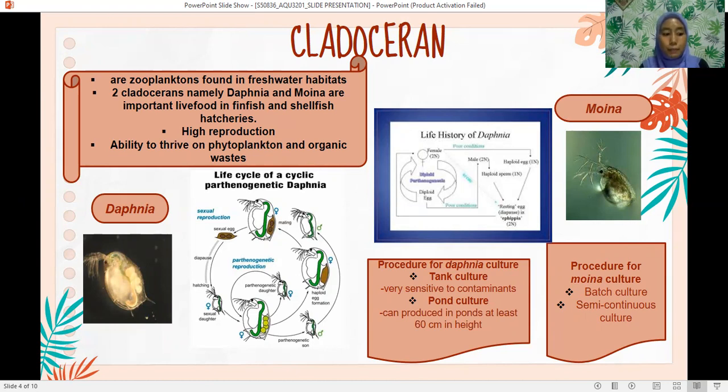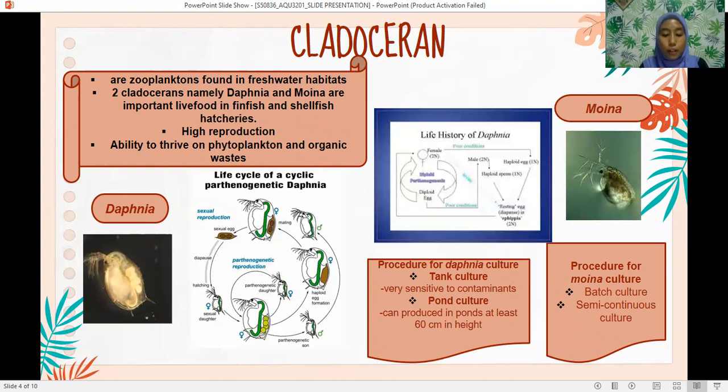For the life cycle, Daphnia reproduce either by cyclical or obligate parthenogenesis. There are 4 to 6 instar stages in which Daphnia grow from nauplii to maturation through a series of 4 to 5 molts. There are two types of procedure of Daphnia culture, which are tank culture, where the Daphnia are very sensitive to contaminants, and pond culture, where the Daphnia can be produced in a pond at least 60 cm in height.